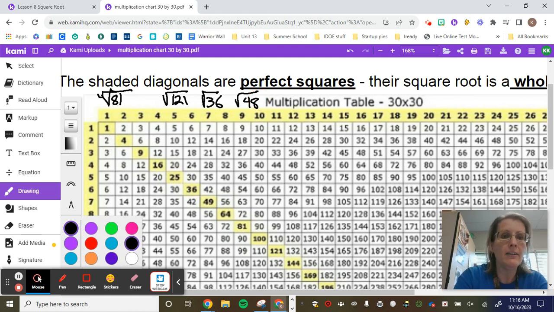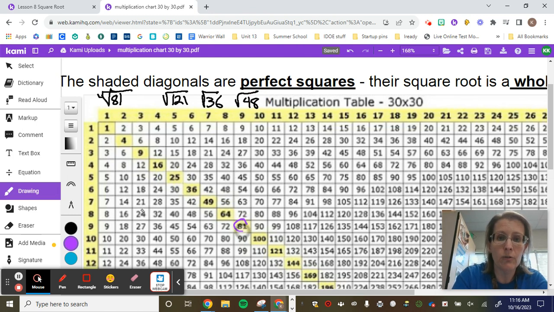So to find the perfect square, we look for it on the list, or on that diagonal. So 81 is right here. So 81 is the perfect square. That means its square root is 9. So the square root of 81 is 9 because 9 times 9 is 81.